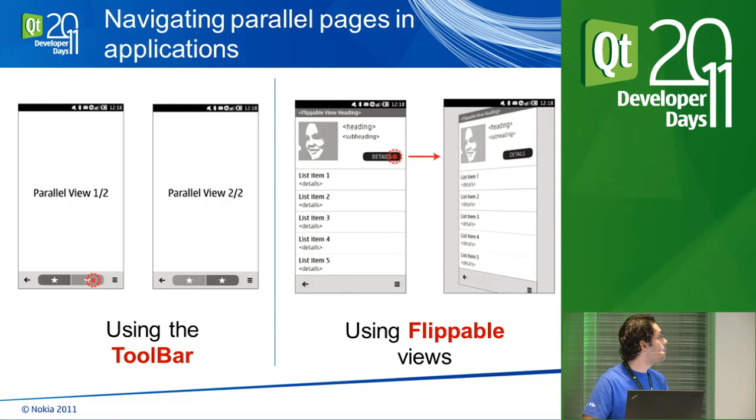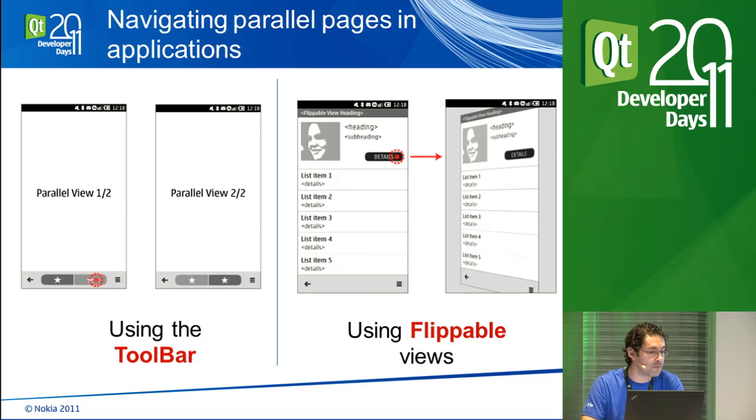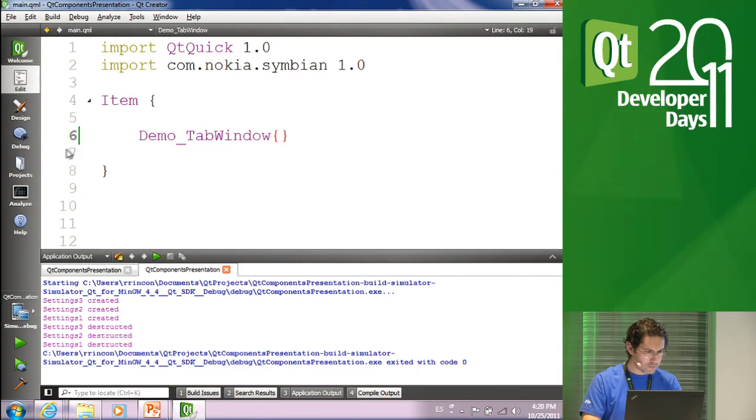Let's move on. Another way of navigating is using the toolbar. Again, we're continuing with parallel navigation. One way is using the toolbar. This works when we only have 2 pages, so we don't need to put tabs on the top because they take some space. We may just put some buttons on the toolbar. And let me show you an example with that.